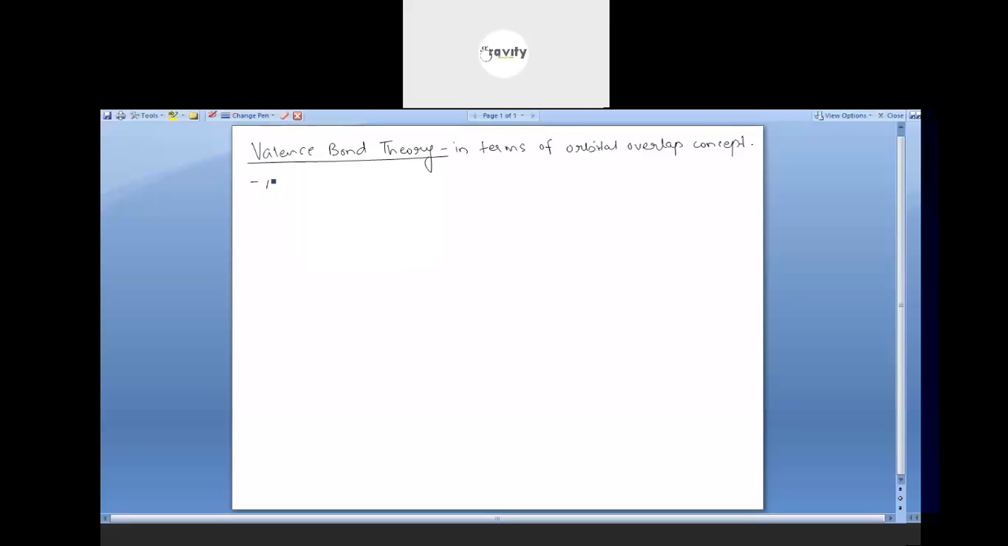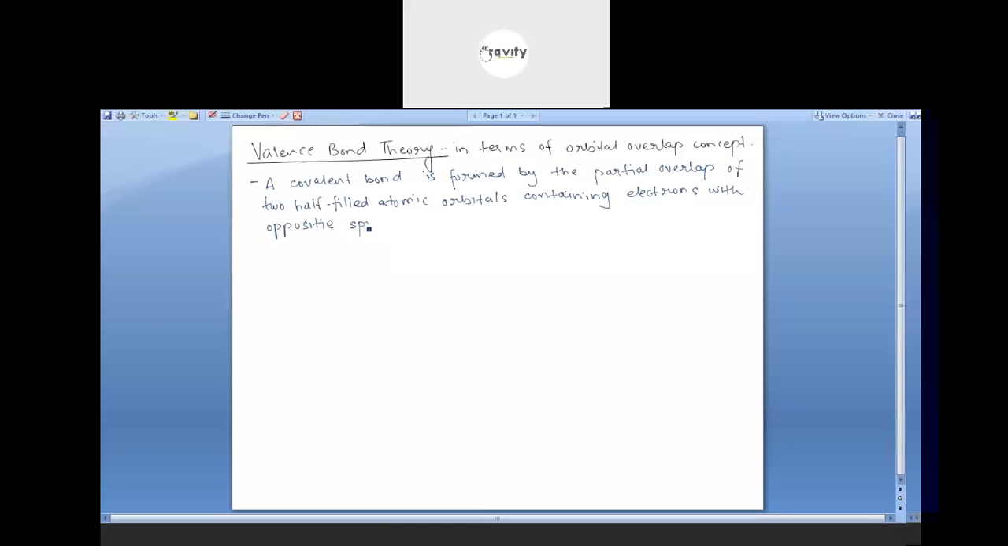According to this theory, a covalent bond is formed by the partial overlap of two half-filled atomic orbitals containing electrons with opposite spins. Opposite spins, you can say.